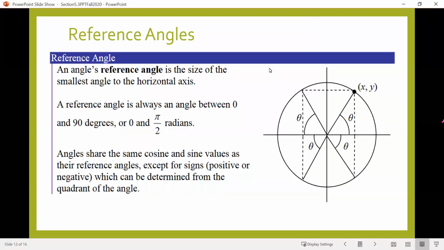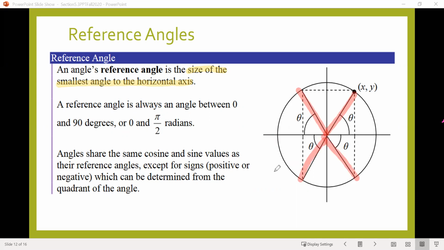Okay, so first I want to talk about something called a reference angle of a particular angle. And as you see in the definition here, the reference angle is the size of the smallest angle to the horizontal axis from wherever we are on the circle. So notice over here in the picture, there are four angles. So there's one here, one here, one here, and one here.